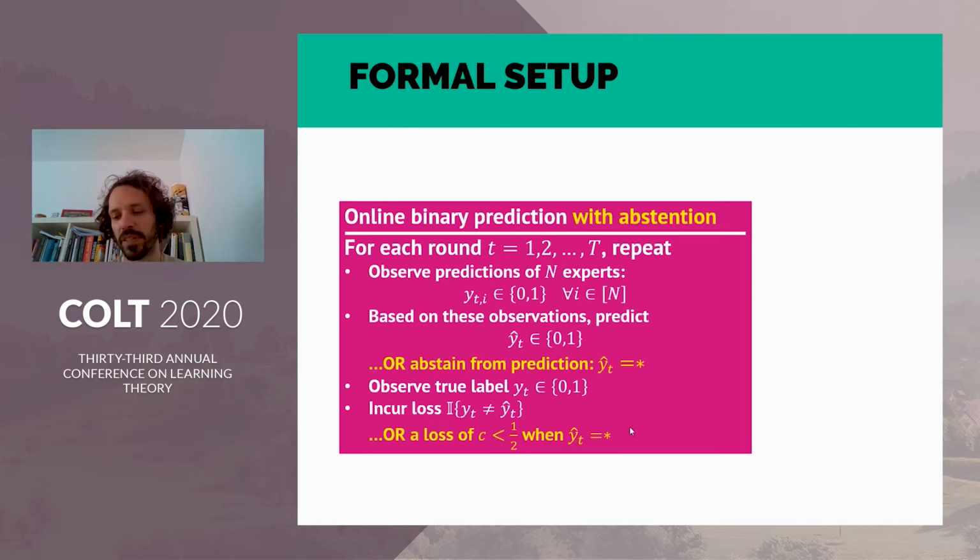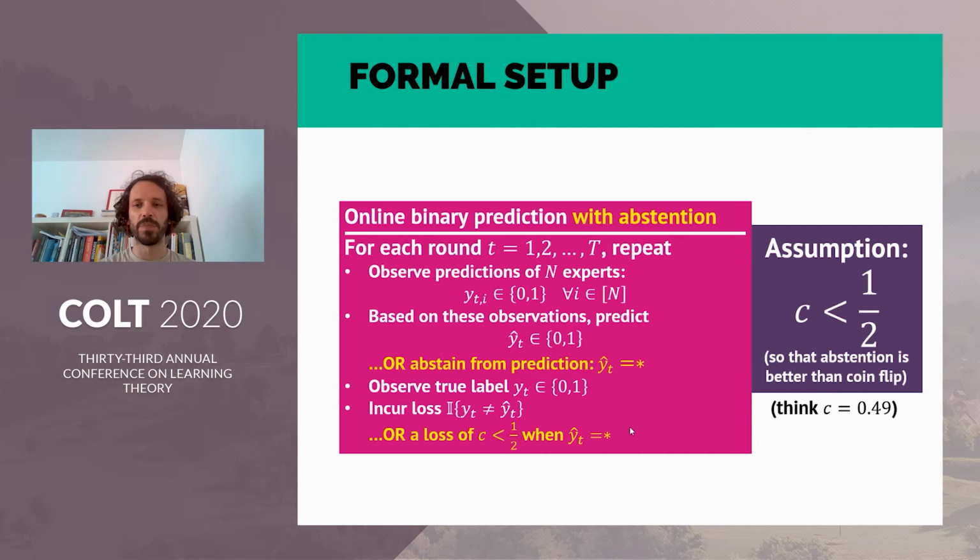So what we did here was extend this setup to allow the learner to abstain from prediction every now and then. In our extension, the learner can produce either a 0-1 valued prediction or can just abstain from prediction, which corresponds to producing an abstention symbol, a star, in each round. The loss of the learner is still the 0-1 loss whenever ŷ_t, the learner's prediction, is 0 or 1. Otherwise, if the learner decides to abstain, then it just pays the abstention cost denoted by c.